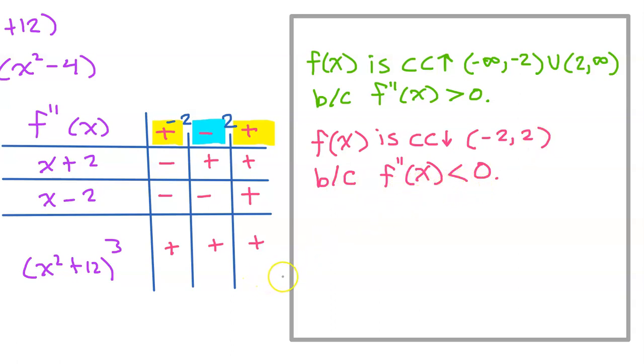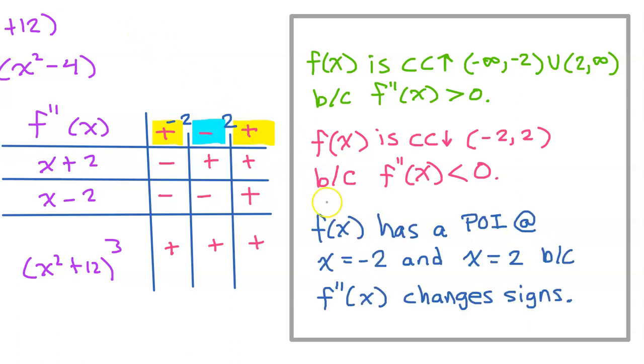According to the directions, we must also comment on the points of inflection. So notice that f double prime goes from positive to negative at an x value of negative 2. So that's a point of inflection. And f double prime goes from negative to positive at x equals 2. So that's another point of inflection. Let's add that into our final answer. f of x has a point of inflection at x equals negative 2 and x equals positive 2 because f double prime changes signs.